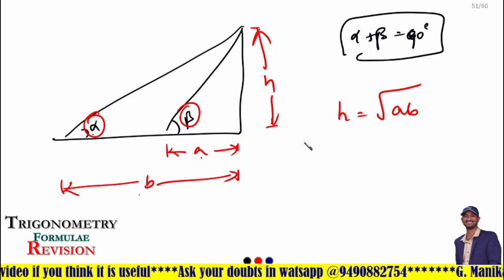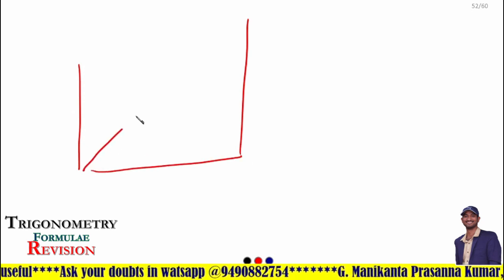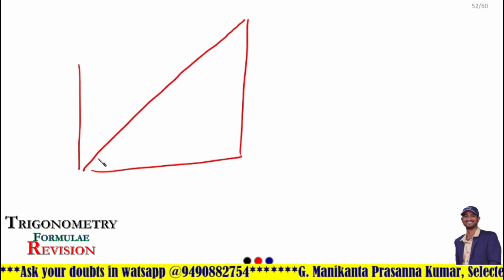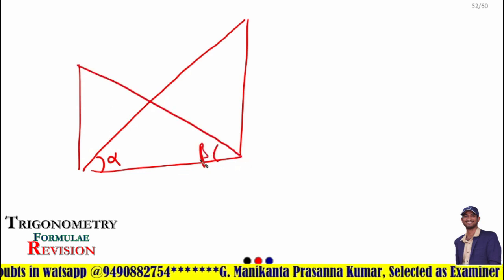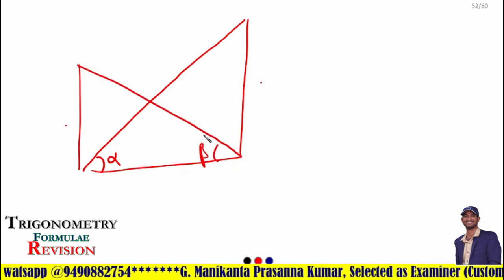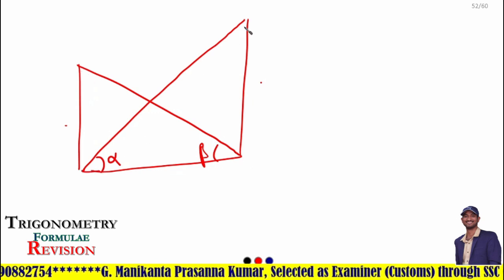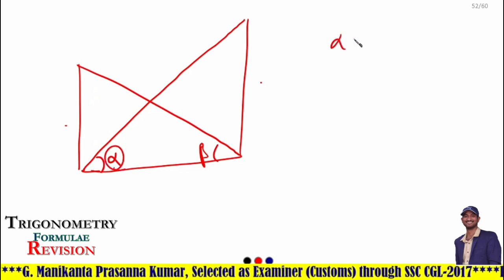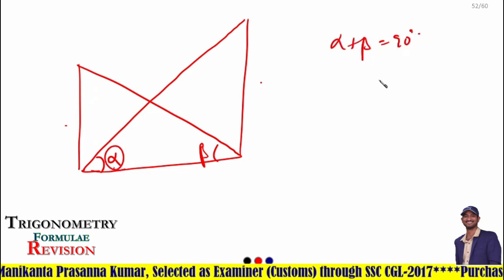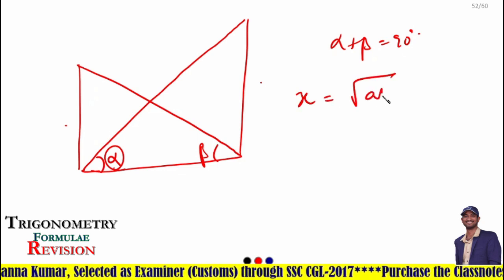In the same type 2, there is another model. Suppose the angles of elevation from the bottom of one tower to the top of the other tower are alpha and beta. These are 2 towers, and the elevations from the bottom of one tower to the top of the other are complementary. If the angle sum is 90 degrees, then x is equal to the square root of AB.